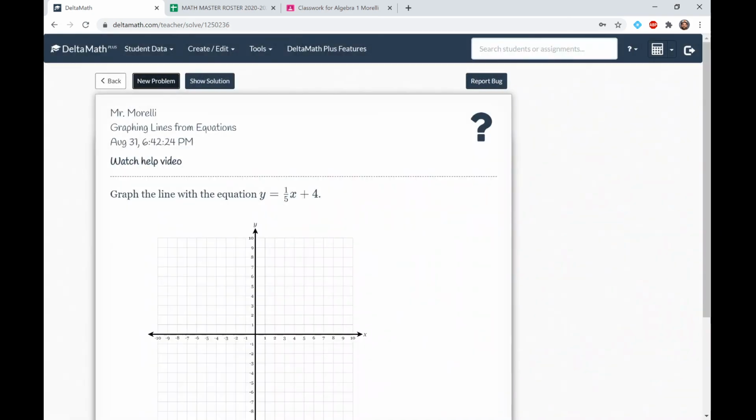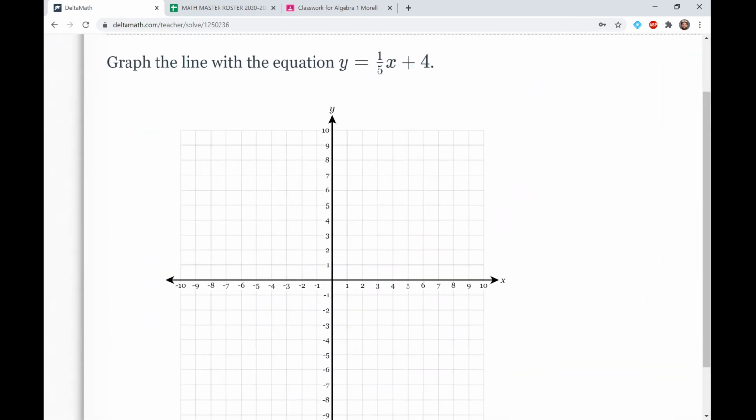And we'll do one more. 1/5 x plus 4. Again, we're going to start at the origin, and our y-intercept is at 4, so we go up 1, 2, 3, 4. Put a dot. Now the slope is 1 over 5. So starting at that dot, we go up 1. That's the rise. Now we're going to go over to the right 5 spaces: 1, 2, 3, 4, 5. Dot. And there you go.